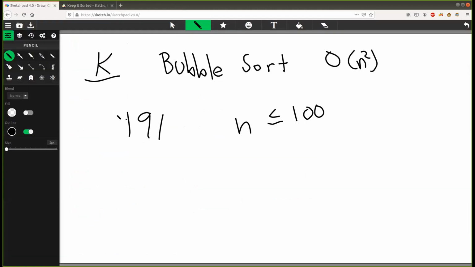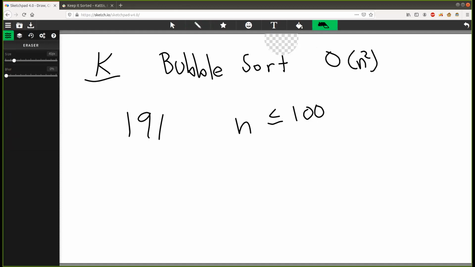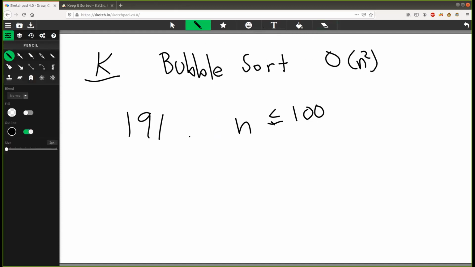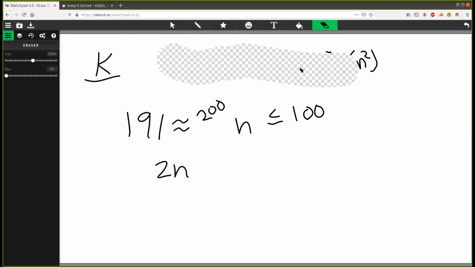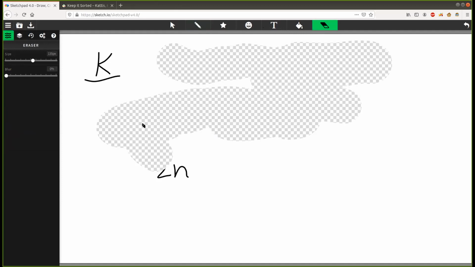Was the constraint tight for this problem, or was it another bait? What do you mean? For like 191? Yeah. I don't think it's tight. Okay. So the first observation I made was that 191 is pretty close to 200. So we might think if there's a solution that uses 2n reversals.